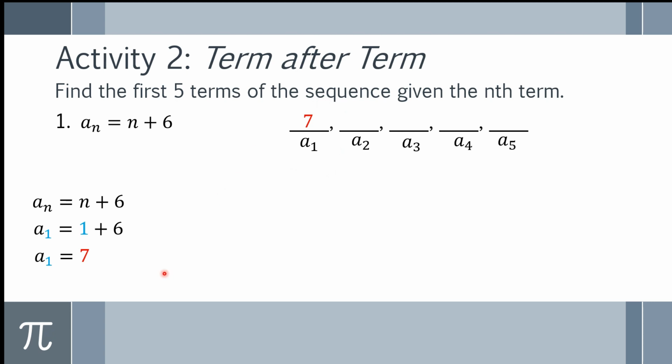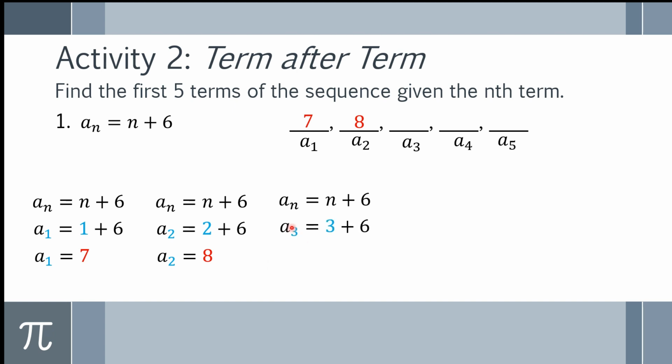Now let's have the second one. So we have the given and we will change the value of n by 2. So we have a sub 2 equals 2 plus 6. The answer is 8. So our second term is 8. Now let's have the third term. So we have the given, change the value of n by 3. So we have a sub 3 equals 3 plus 6, that is 9. So our third term is 9. Next, a sub 4. So we change the value of n by 4. So we have a sub 4 equals 4 plus 6, which will give us 10.